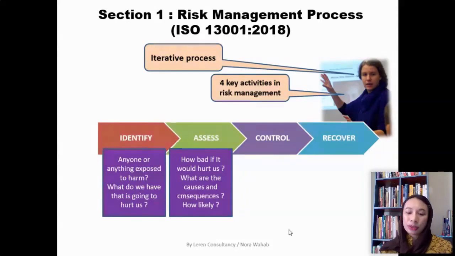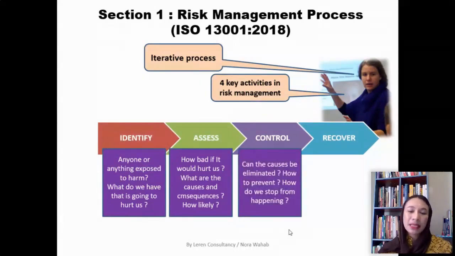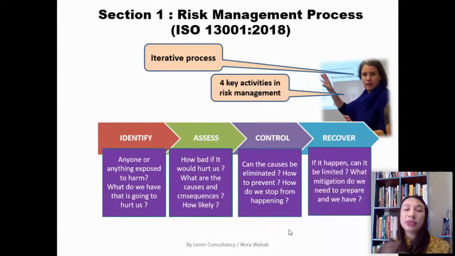And when it comes to control, it's basically going back to what you identified and thinking of how I need to eliminate, prevent and stop the causes from happening. And when it comes to recover, the difference from control is that recover is when things have already happened, but you need to mitigate, you need to bring back the abnormal state to the normal state. So that's the difference between recover and control.